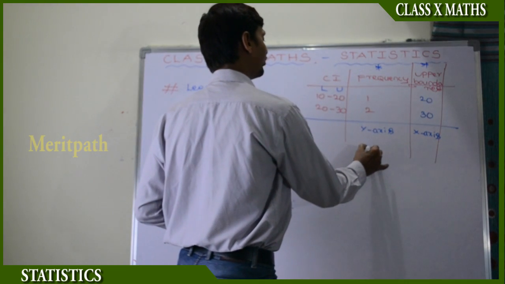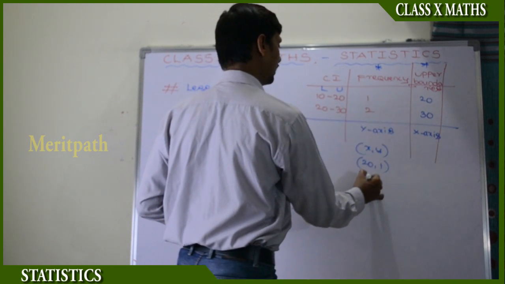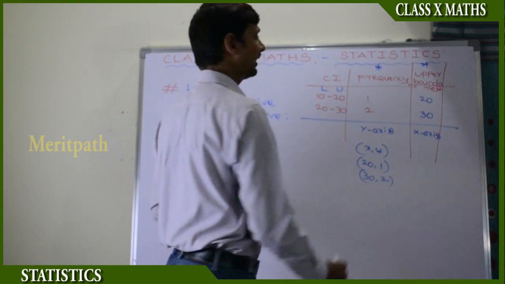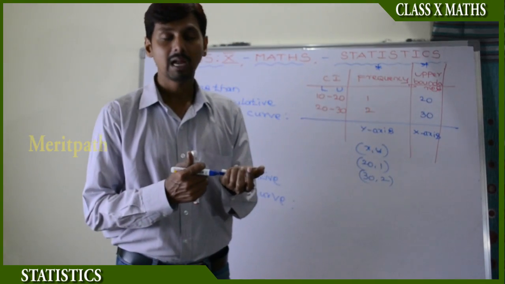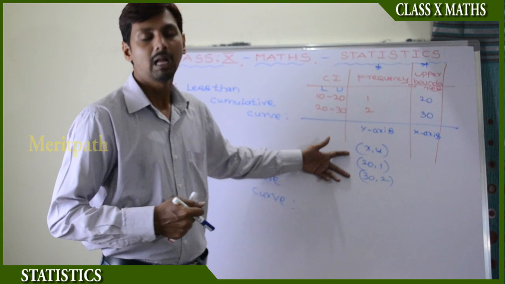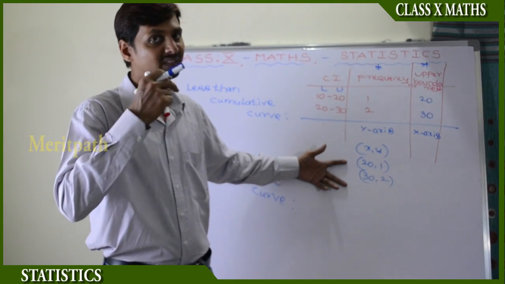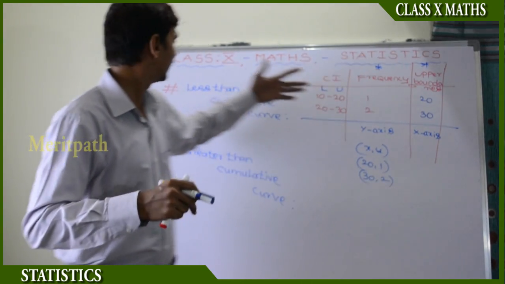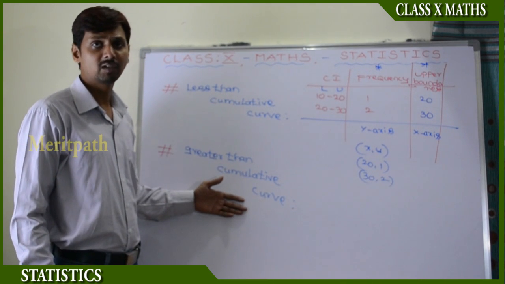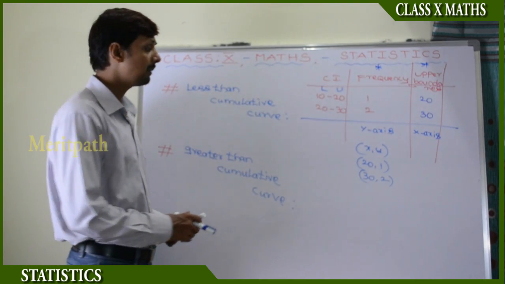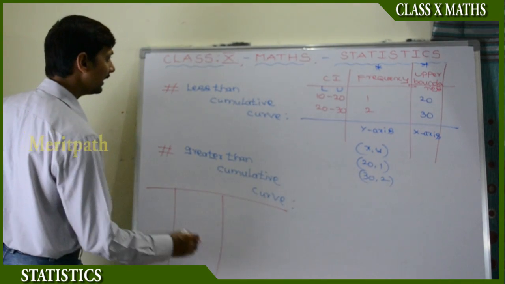Then we get x comma y as a point, that is 20 comma 1, and also 30 comma 2. For example, we have taken two values, 20 comma 1 and 30 comma 2, and we plot these two points on the graph and join them with a smooth curve, and this is called the less than cumulative frequency curve. And to draw a greater than cumulative frequency curve, we use the same method, but there is a small difference.